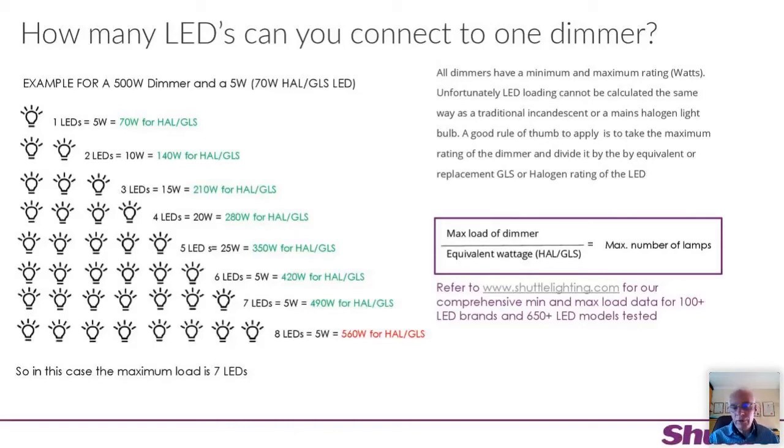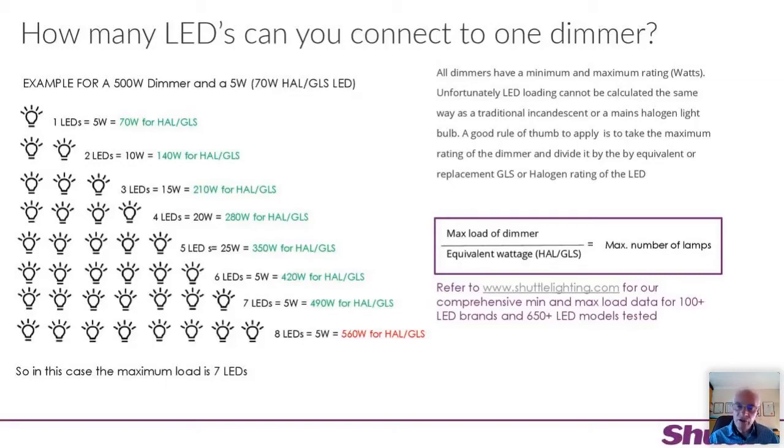For that reason, Shuttle prefers to do actual measurements. We characterize the LEDs in our lab, and then we determine, based on our dimmer designs, what is the true maximum number of LEDs that you can place on a dimmer. So we've tested thus far in excess of 100 different LED brands, it's unbelievable, and in excess of 650 individual dimmable models. And that's only the tip of the iceberg. I estimate that there are much, much more.